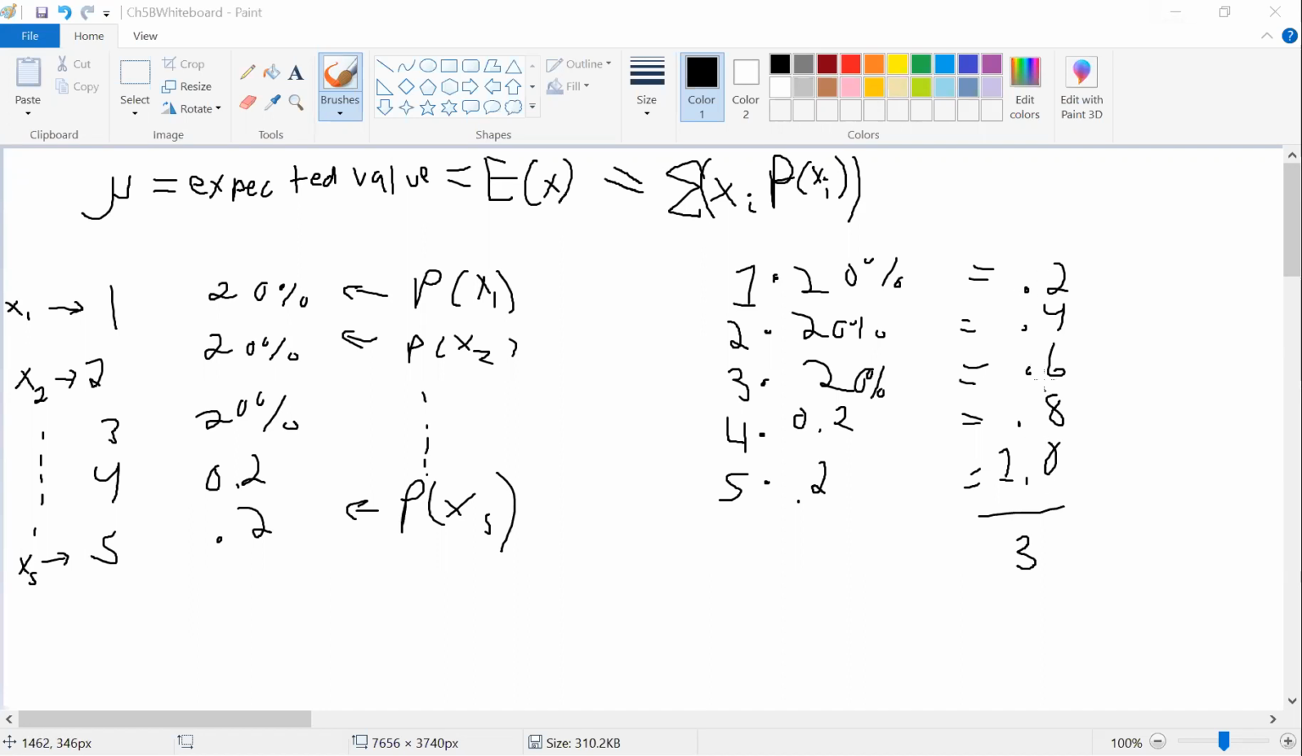Yes, we add these all together. We add these five numbers to get our 3. We add 0.2 to 0.4. So let me put the plus sign here. There we go, plus sign. We add them all together.